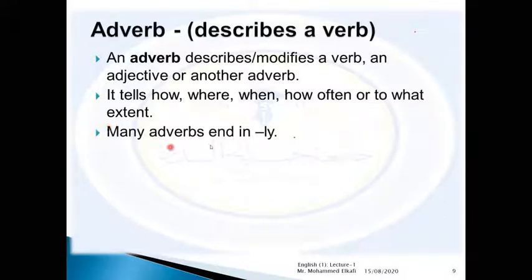And many adverbs end in what? Ly. So we'll find some different types of adverbs. Ends in what? Ly. Recently. Polite, politely. We'll add ly to the main form of the adjective. Sometimes we'll find just a word built with ly.